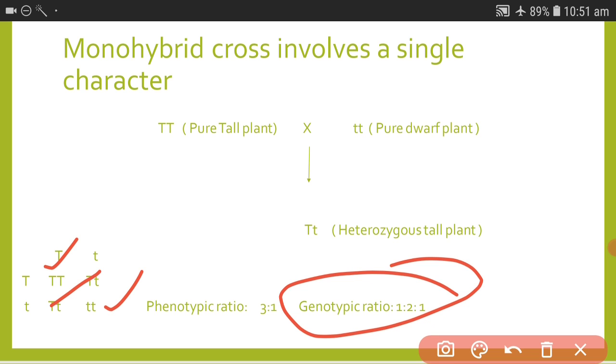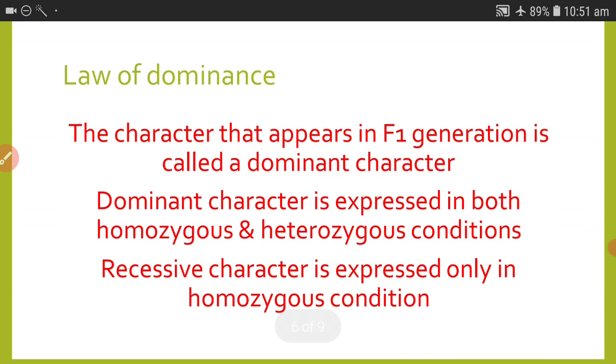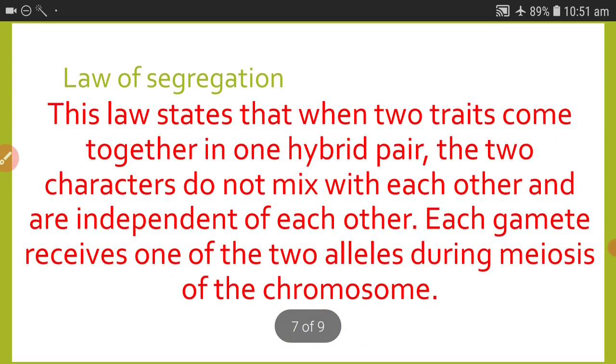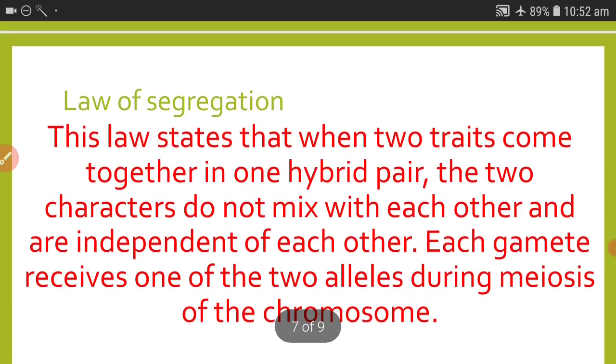And he proposed 2 laws, namely law of dominance and law of segregation. And there is another theory called law of independent assortment. We can take that example in dihybrid cross later. So, that is about the monohybrid experimentation performed by Gregor John Mendel. The law of dominance: the character that appears in F1 generation is called a dominant character. Dominant character is expressed in both homozygous and heterozygous conditions. Recessive character is expressed only in homozygous condition. Law of segregation states that when 2 traits come together in one hybrid pair, the 2 characters do not mix with each other and are independent of each other. Each gamete receives one of the 2 alleles during meiosis of the chromosome. So, that is about today's topic. Again tomorrow we will meet to discuss dihybrid cross and its phenotypic and genotypic ratios.